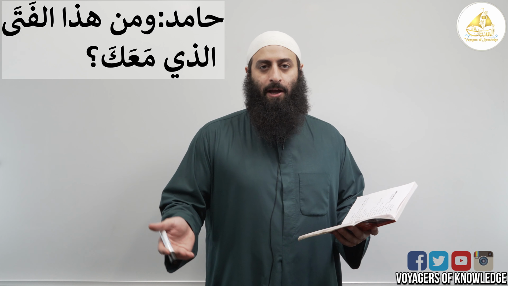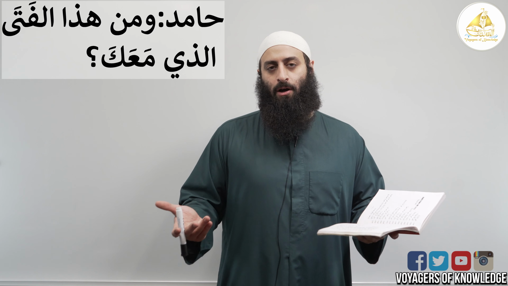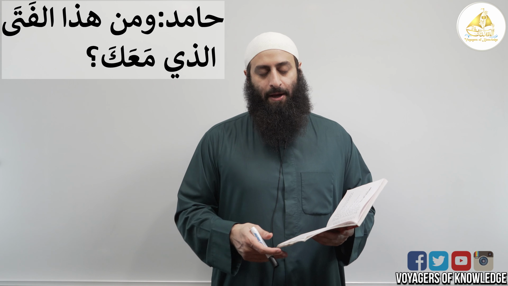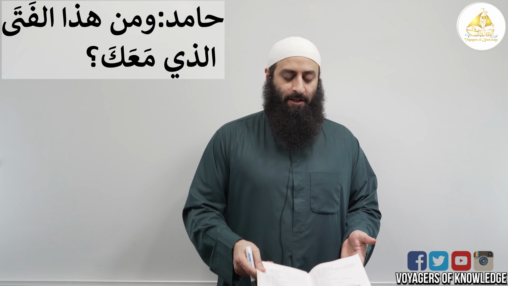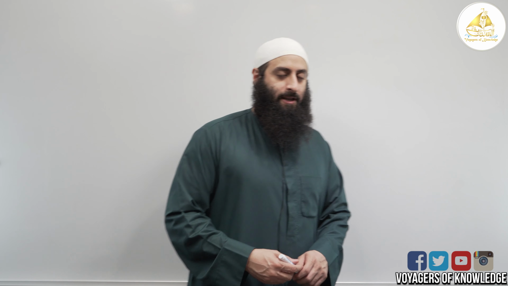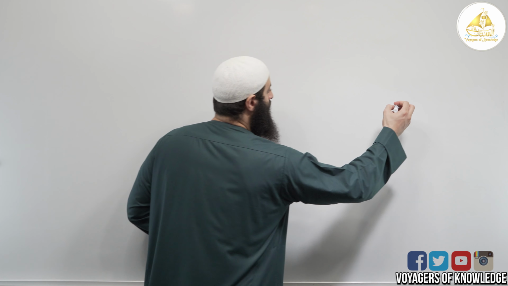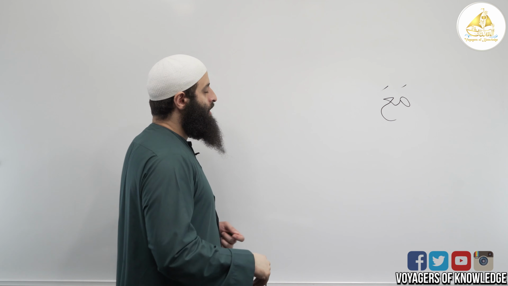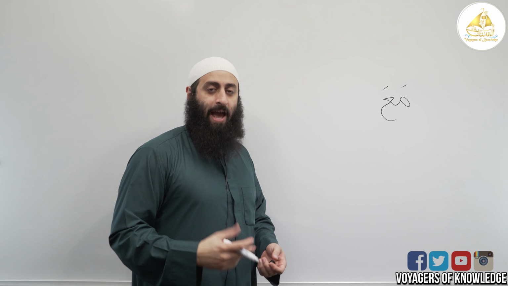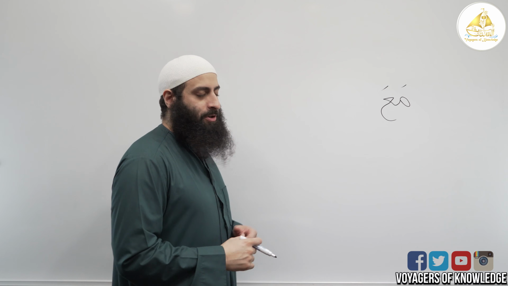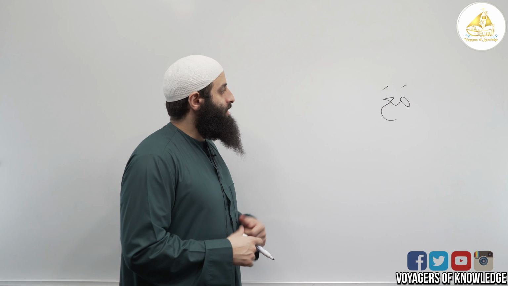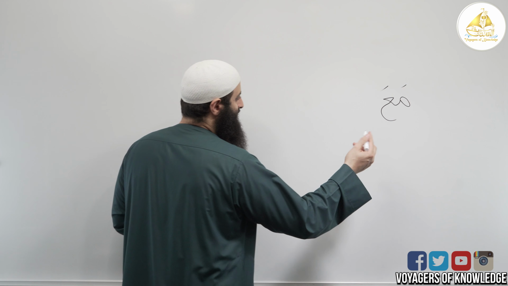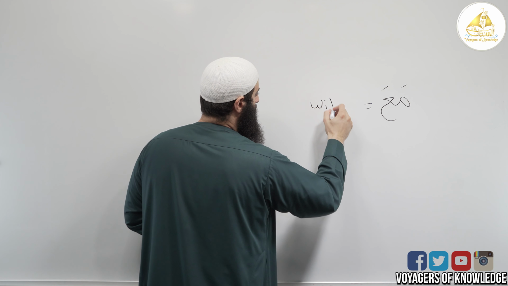ومن هذا الفتى الذي معك. The word fata means like young man or boy. ومن هذا الفتى الذي معك. The word ma'a is brought in, and the word ma'a is a ظرف. It's used as a ظرف zaman and as a ظرف makan. Here it's being used as a makan, right? It's used as an adverb, and here it's using to describe. It simply just means with here.